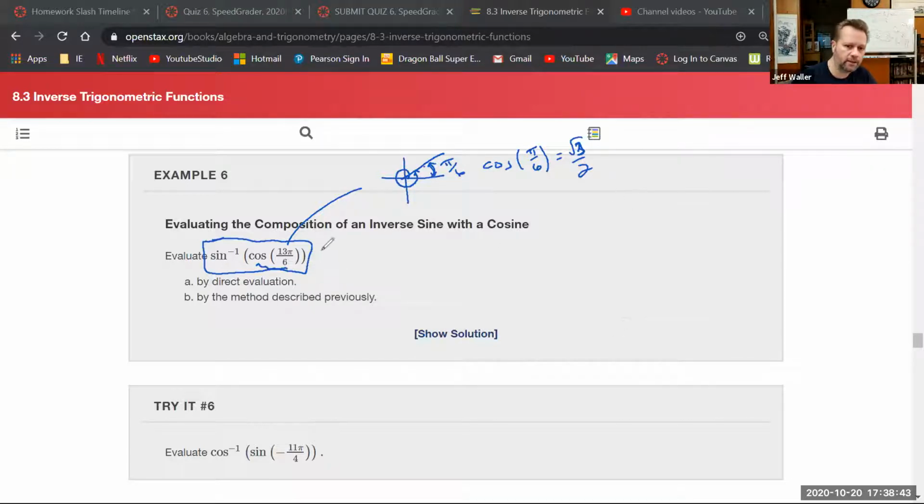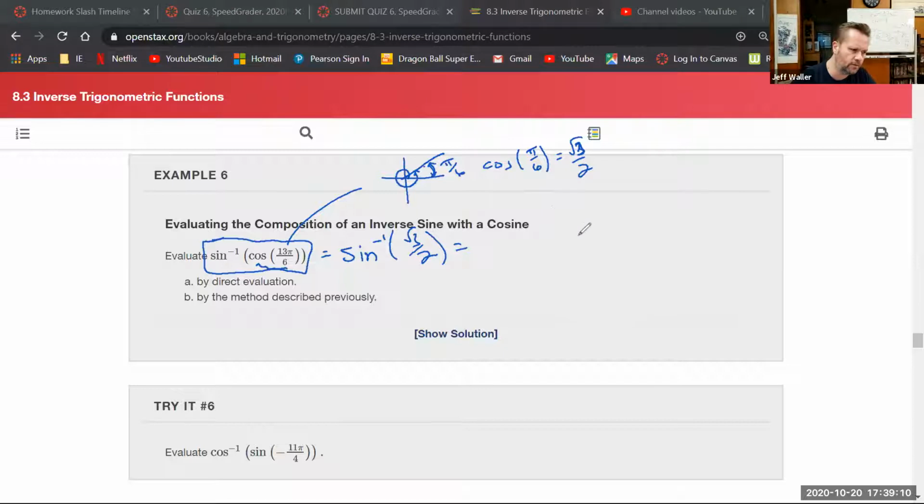So now I can go back to this. Now I can rewrite this as inverse sine of root 3 over 2. So this one's not crazy difficult, hopefully, right? All that's really asking is what angle gives me a sine of that.